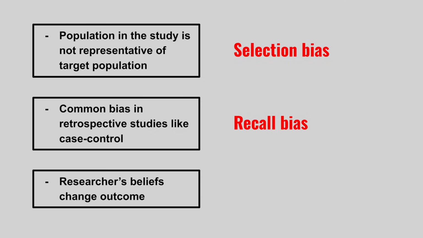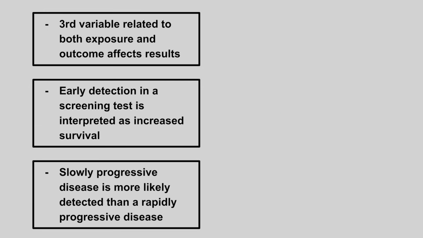Next, we have a bias where the researcher's beliefs change the outcome of the study. This is observer expectancy bias. Next, we have a third variable related to both the exposure and outcome that affects the results. This is a confounding bias.